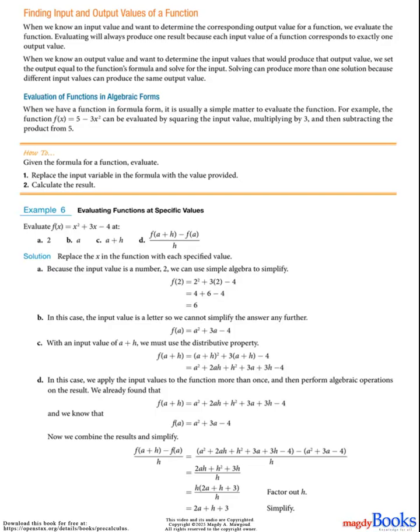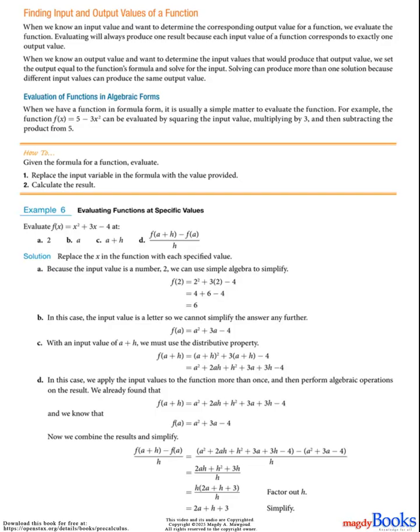D. In this case, we apply the input values to the function more than once, and then perform algebraic operations on the result. We already found that f of a plus h equals a squared plus 2ah plus h squared plus 3a plus 3h minus 4. And we know that f of a equals a squared plus 3a minus 4. Now we combine the results and simplify.